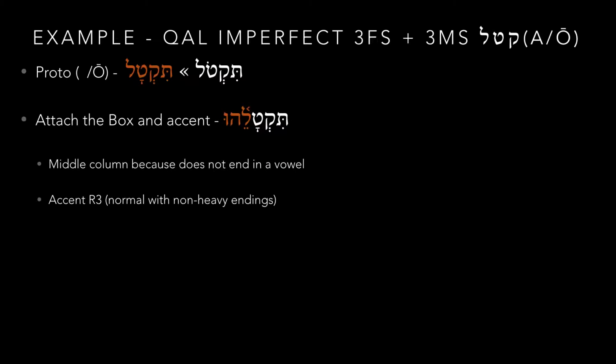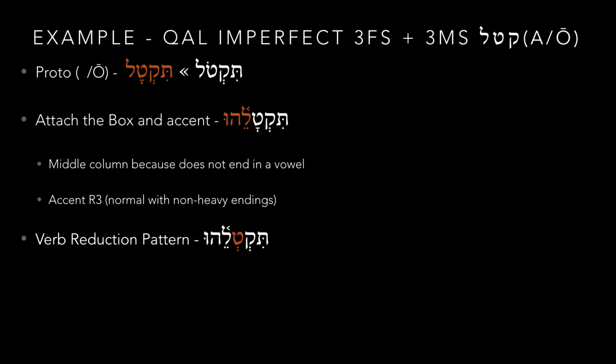Then we're going to attach the box and establish the accent. Our box in this case for the 3MS is ehu, and we're going to accent the R3. This is very normal without a heavy ending. Verb reduction pattern here, because we have an O class imperfect.